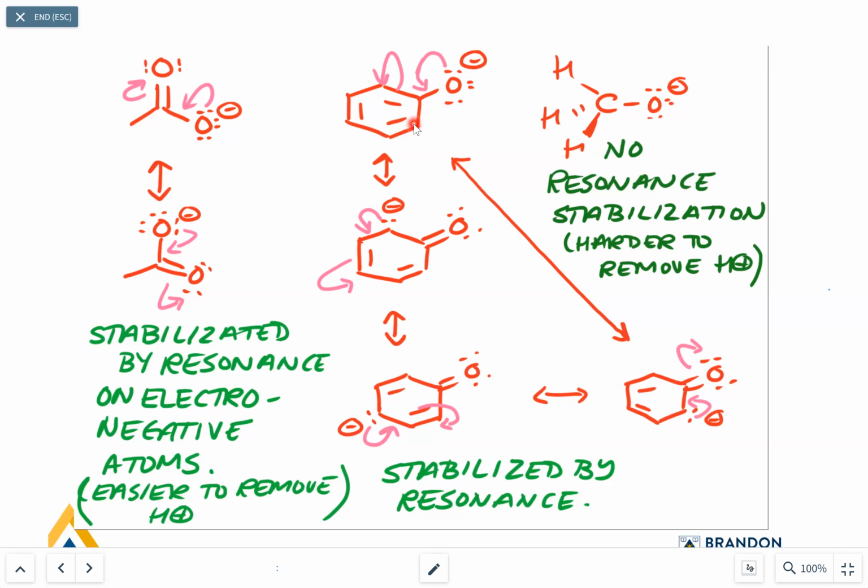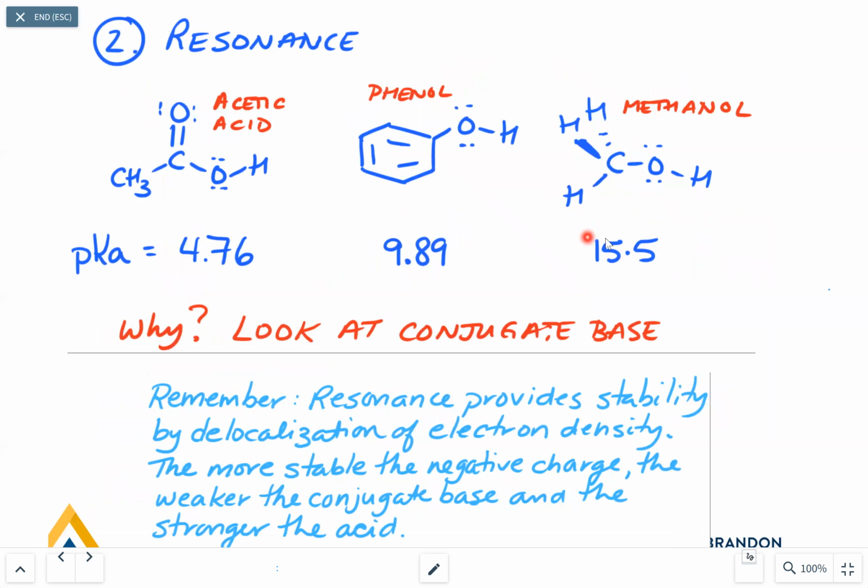Now, you might say, if we're comparing the phenol to the carboxylic acid, or the conjugate base, the phenolate here, you notice that these negative charges are all on carbon atoms, whereas the resonance stabilization here is on electronegative atoms. These ones aren't. So this does provide significant amounts of stability. So there's a difference of 5 here. So that's like 100,000 times more acidic phenol is compared to a methanol.